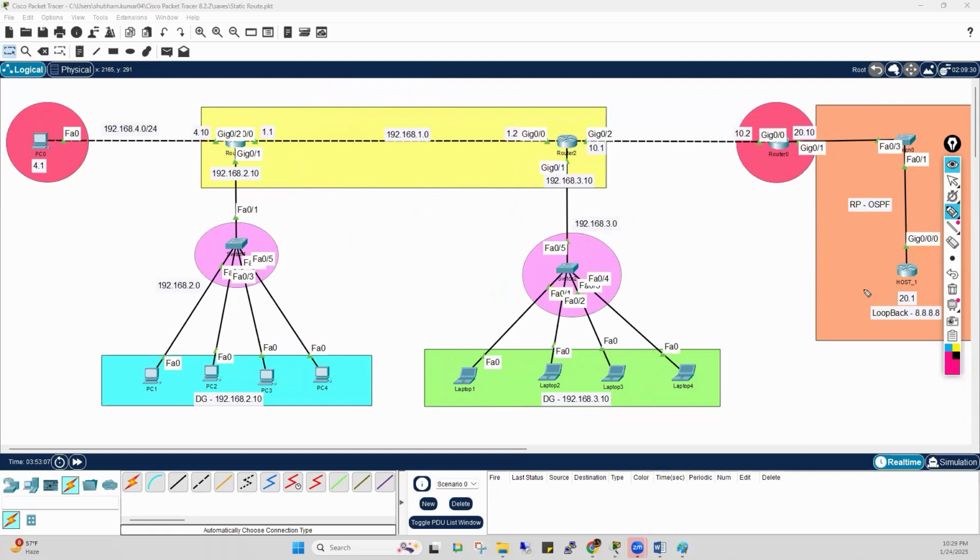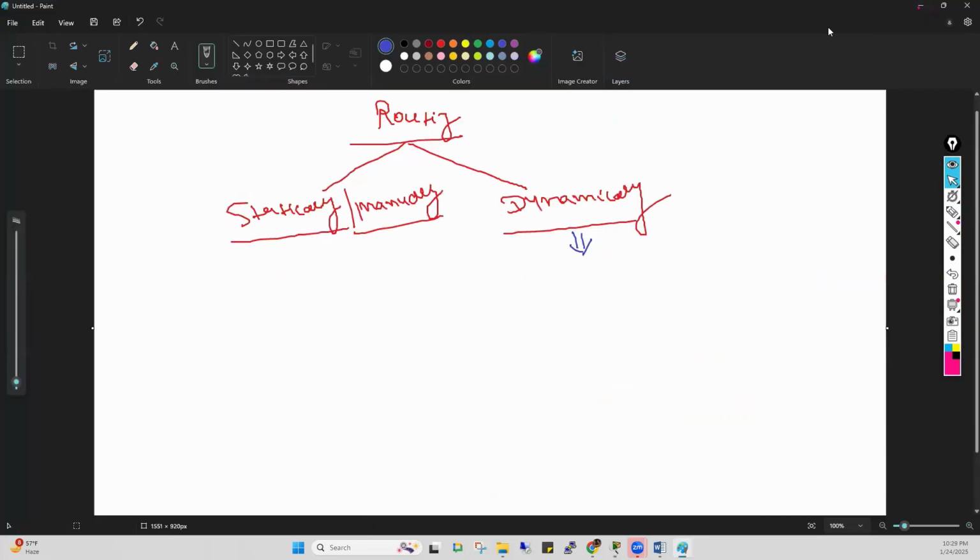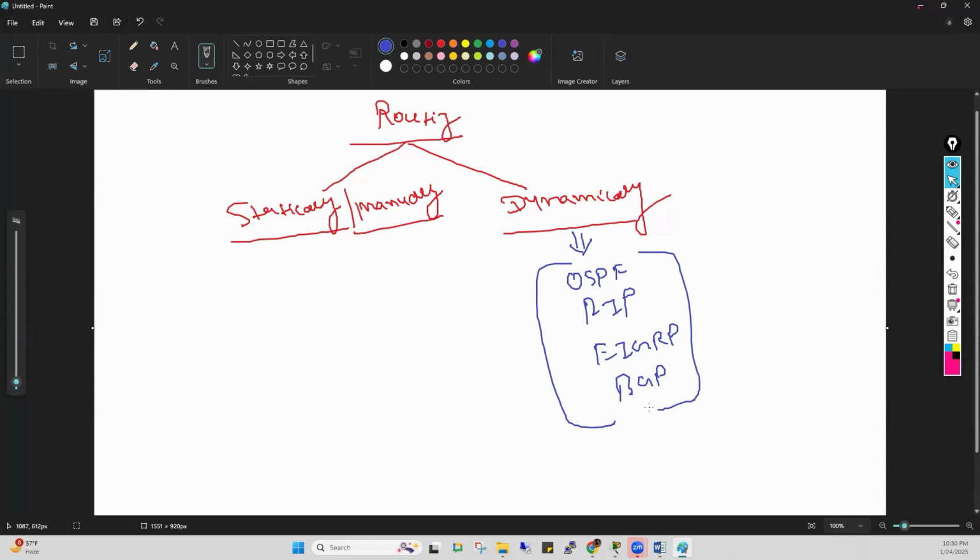But again, guys, if the router will learn all the network IDs automatically, then definitely there will be some protocol, because I already told you in the first class, in networking, nothing is happening automatically. So please remember, if a router is learning things automatically, definitely there will be a protocol. If you want to perform dynamic routing, there are multiple routing protocols. For example, OSPF, RIP, EIGRP, BGP. These are the dynamic routing protocols.